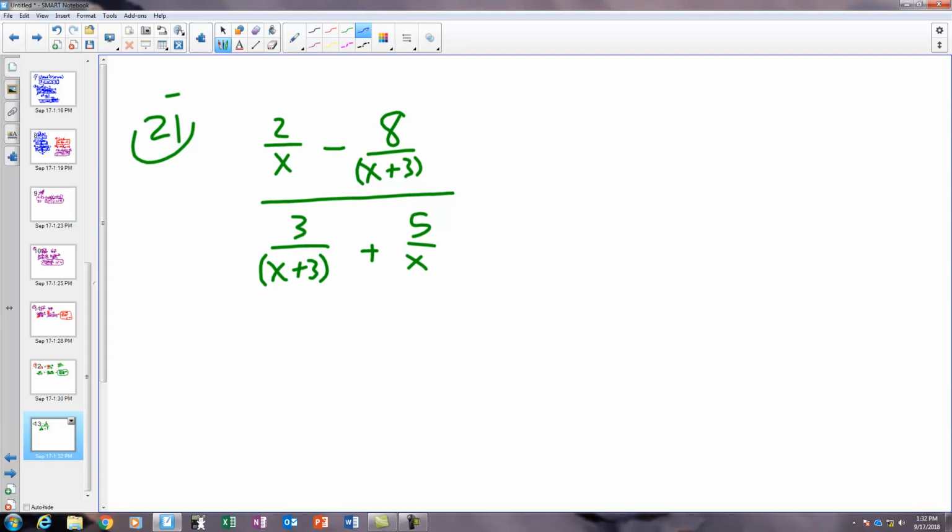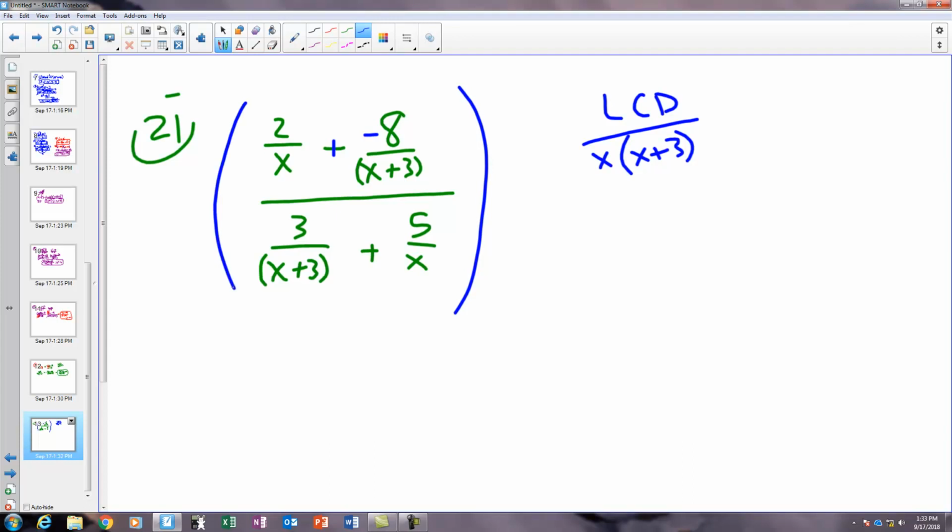Now right away, I'm going to go ahead and change that to plus a negative 8, and then I'm going to go after the LCD. The LCD for this question is x times x plus 3. Now, when I want to simplify this out and clean it up, the goal here is to actually multiply the whole fraction, top and bottom, by the LCD.